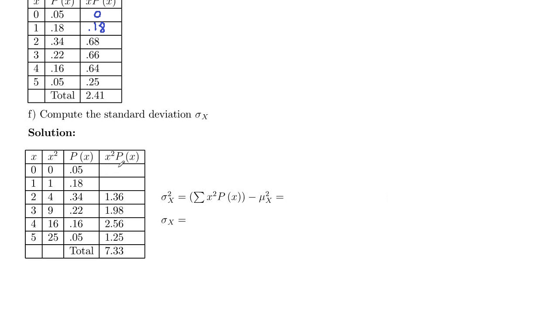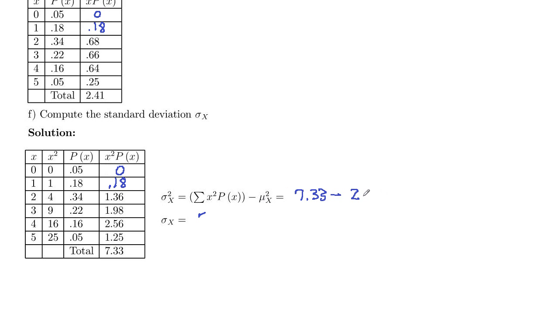And now x squared times the probability of x, so I'm going to multiply these two columns. 0 times 0.05, 0. 1 times 0.18, 0.18. 4 times 0.34 is 1.36, 9 times 0.22, 1.98, 16 times 0.16 is 2.56, and 25 times 0.05 is 1.25. Then we sum all those values up, we get 7.33. That's this number, the sum of the x squared times probability column. So that is 7.33. And then minus our mean squared.